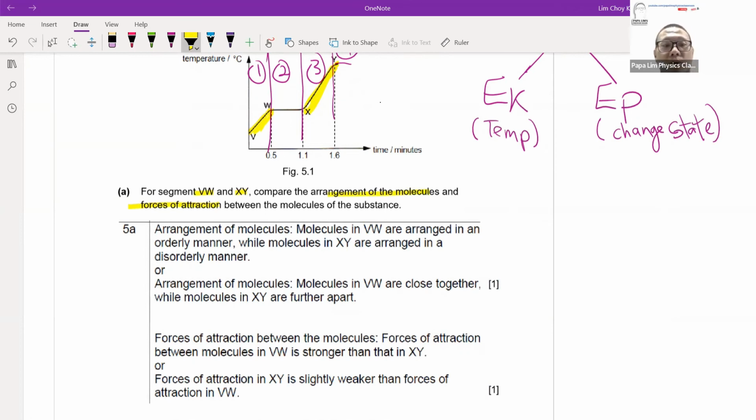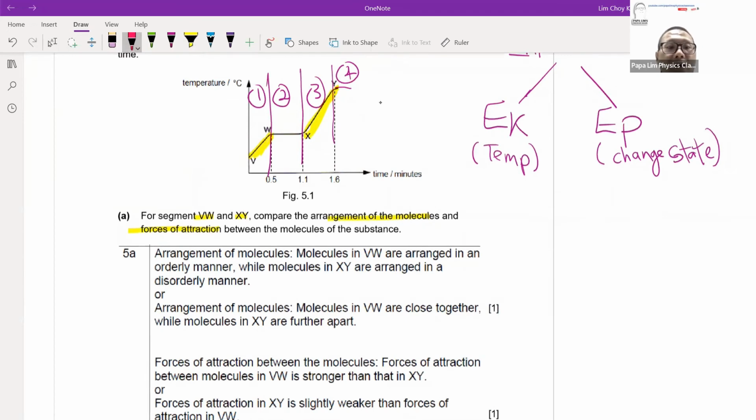Before we talk about arrangement and the forces of attraction, we have to always remember that at VW, what I call stage 1, the object is a solid. Then stage 2, WX, is the melting phase. Then XY is still a heating phase, so it's a liquid already. Stage 1 is heating. Then stage 4 is the boiling stage. So when we talk about VW and XY, VW is the heating of a solid and XY is the heating of a liquid.